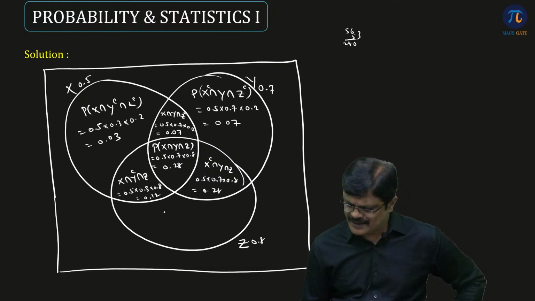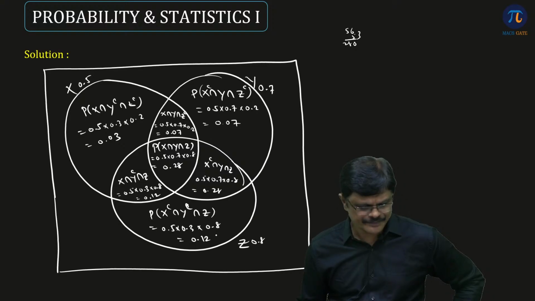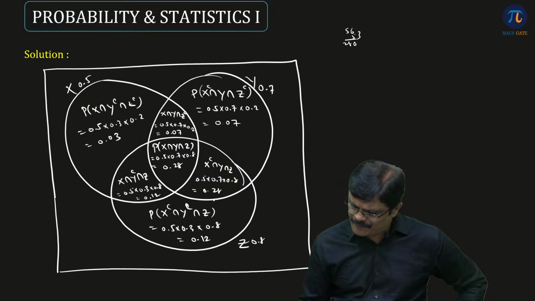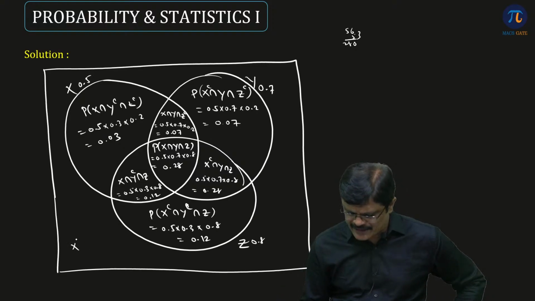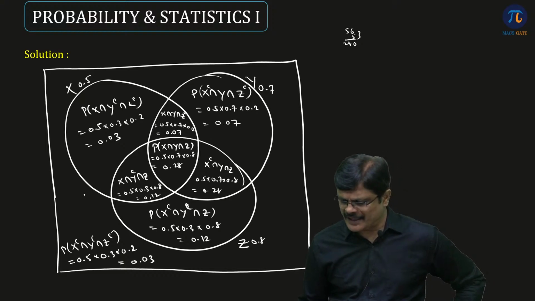And in this only z is present, x is absent, y is absent and z is present. So what is the probability for this? 0.5 into 0.3 into 0.8, 0.12. So if you add all of them, you get the required probability. And what about the outside? None of them present. That is 0.5 into 0.3 into 0.2, 0.03.